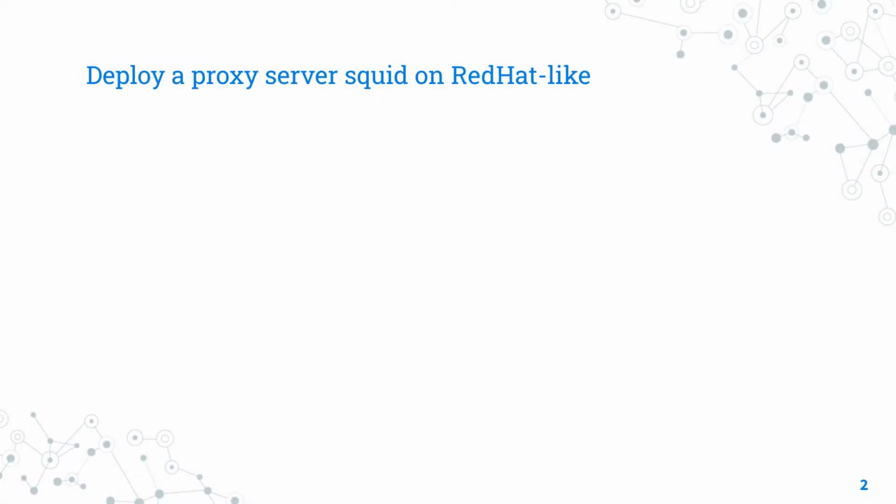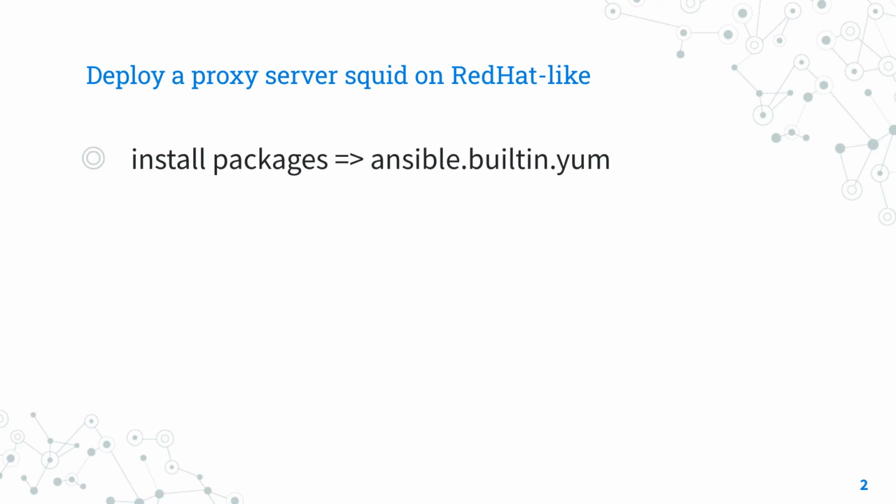Today we are talking about how to deploy a proxy server Squid on a Red Hat-like Linux system. The full process requires 4 steps that we could automate with different Ansible modules. Firstly, you need to install the Squid package and dependency using the ansible.builtin.yum Ansible module.